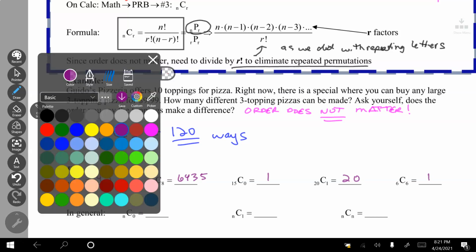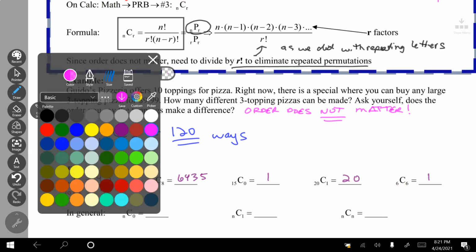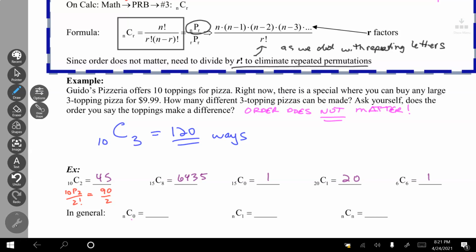Now let's talk about what it means if we do that formula. Well, 10C2 is 10P2 dividing out the repeats of 2. 10P2 on the previous page was 90 over 2. And this last one, 6P6, and 6C6, is 1. So let's look at what we have for patterns. nC0 means I have n items, I want none of them. There's only one way to do that. nC1, I have n items, I only want 1. I could do it n ways. And nCn, I have n items, I want all n items. There's only one way to do that.